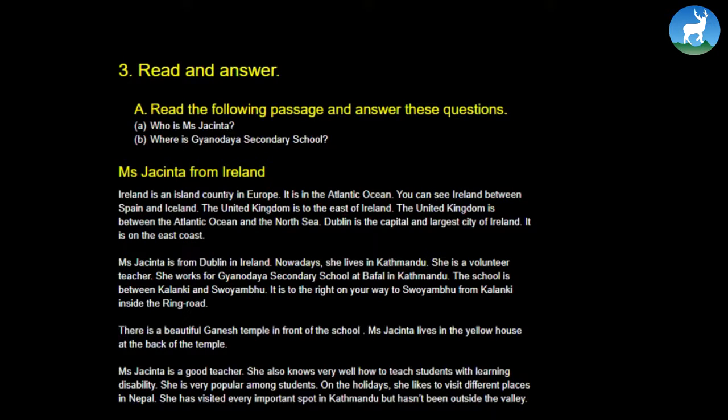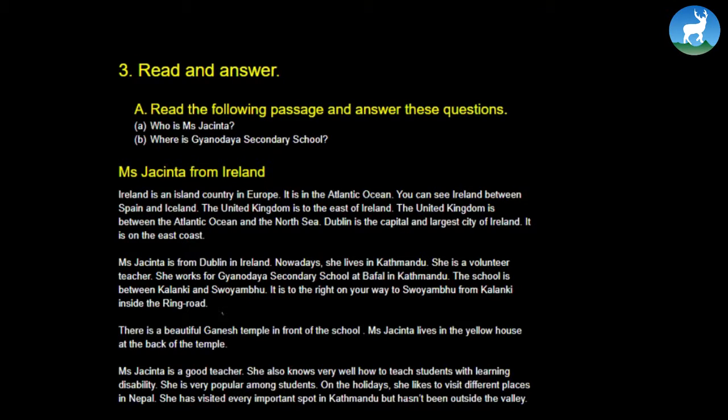Miss Zakinta from Ireland. Ireland is an island country in Europe. It is in the Atlantic Ocean. You can see Ireland between Spain and Iceland. The United Kingdom is to the east of Ireland. The United Kingdom is between the Atlantic Ocean and the North Sea. Dublin is the capital and largest city of Ireland. It is on the east coast.